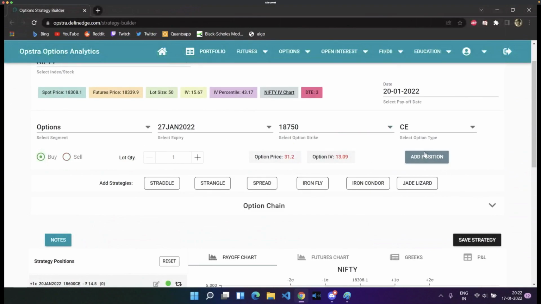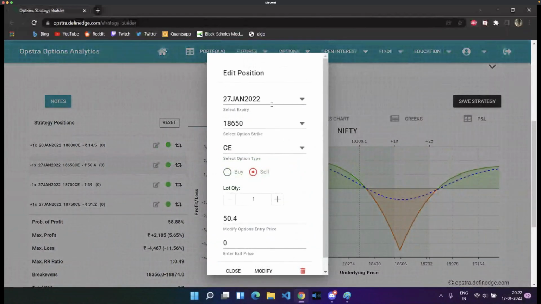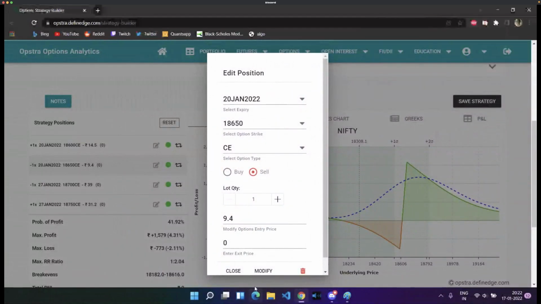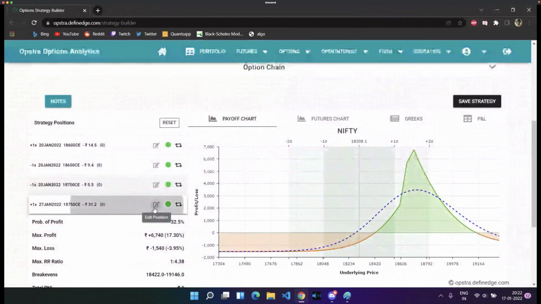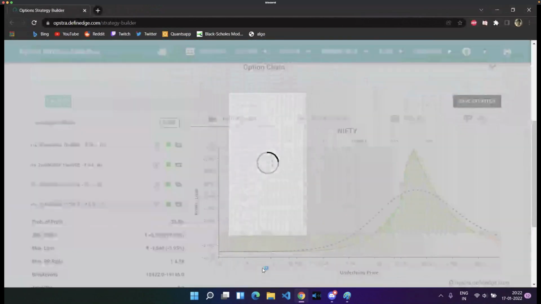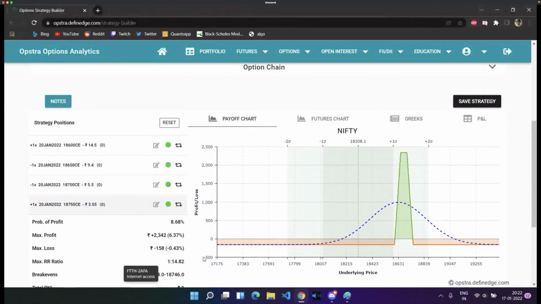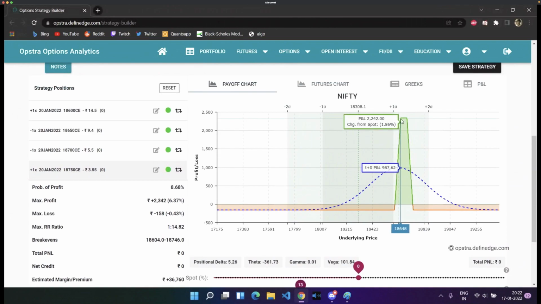I'll talk slowly. Yeah. So here what happens is your premium outflow will be lower, but you will get a 50-point range for your max profit.